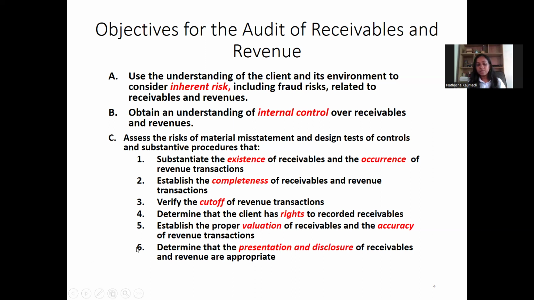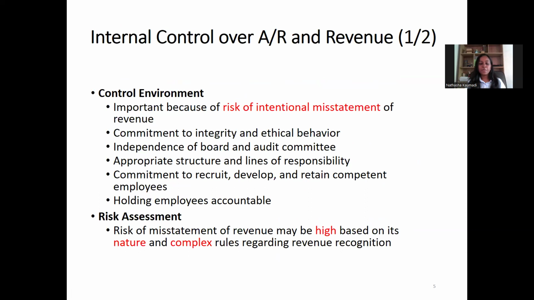And then the last one, determine that the presentation and disclosure of receivables and revenue are appropriate. So you are checking for presentation and disclosure as well. With those things, you are trying to implement those assertions. You are going to check the assertions, right?